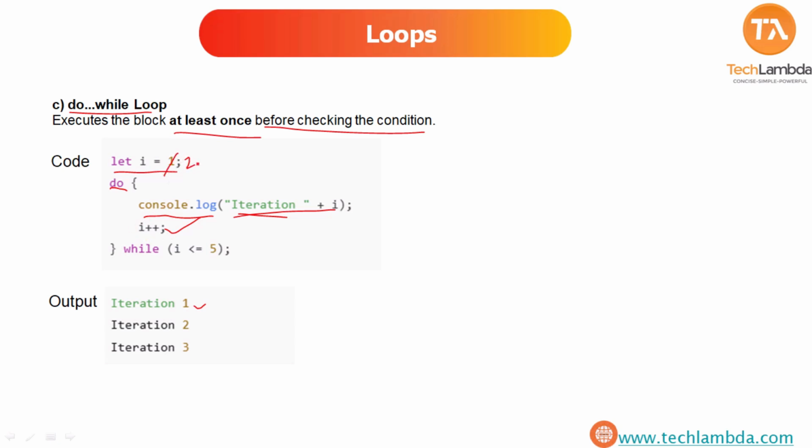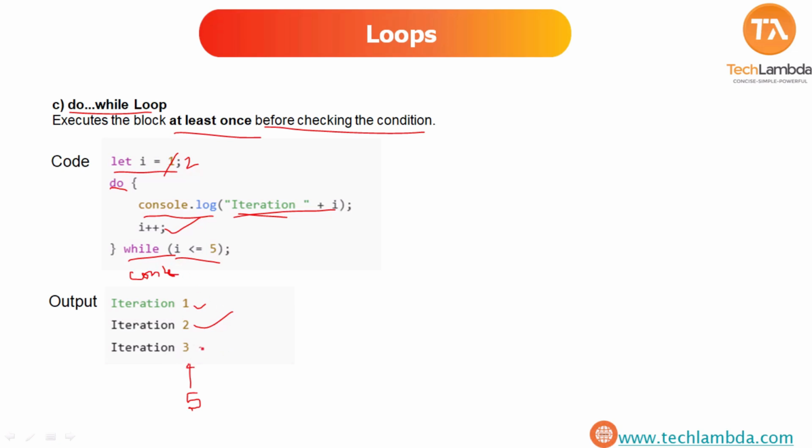Now let's check this while condition. In this while condition, it checks the value of i, that is 2, less than 5. Yes, it works, so again it prints iteration 2. It checks up to the condition 5, right? So in this while loop it prints the output: iteration 1, iteration 2, iteration 3, iteration 4.